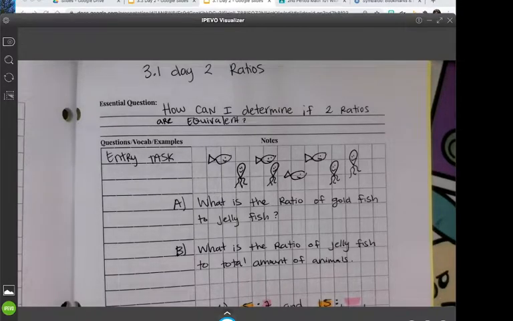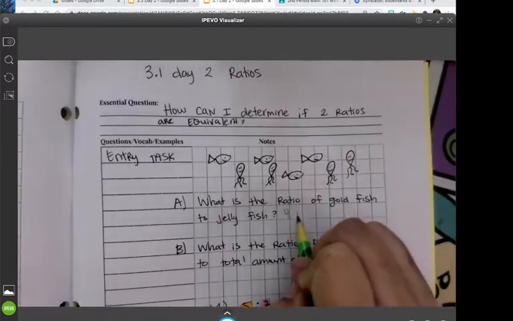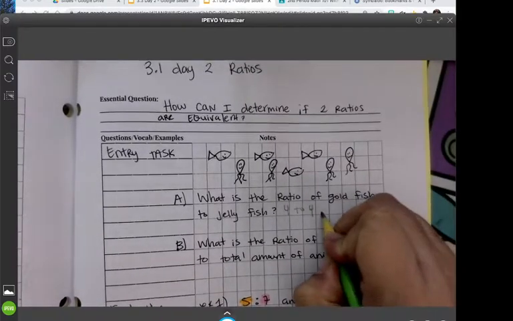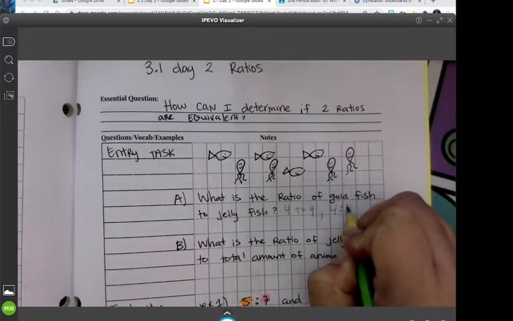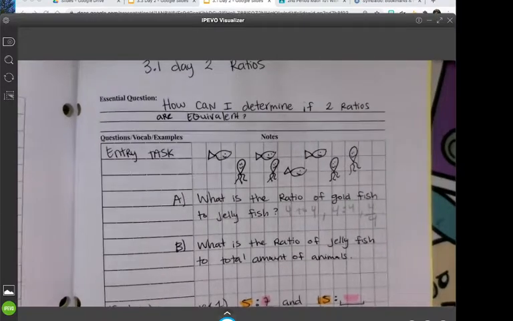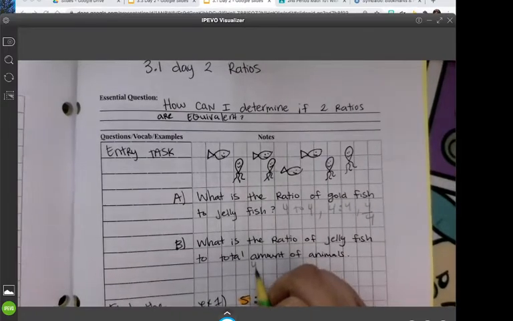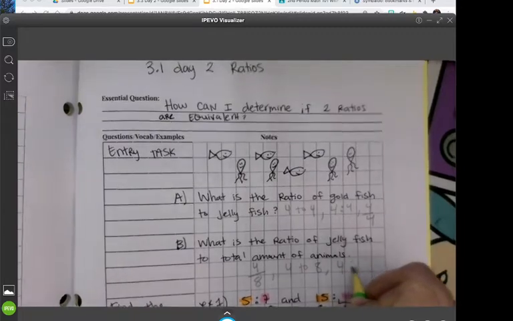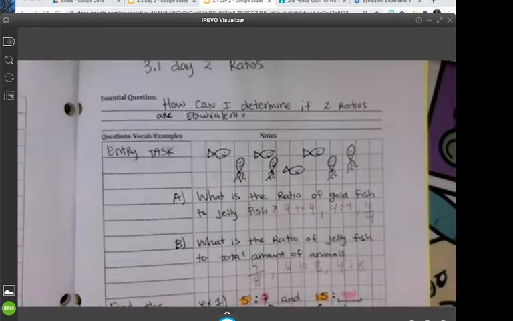the ratios equivalent. Okay, so for your entry task, what is the ratio of goldfish to jellyfish? I have 4 goldfish and 4 jellyfish. So it's 4 to 4. What is the ratio of jellyfish to total animals? Jellyfish is 4, total is 8. So 4 to 8. Order matters. Please do not forget that.